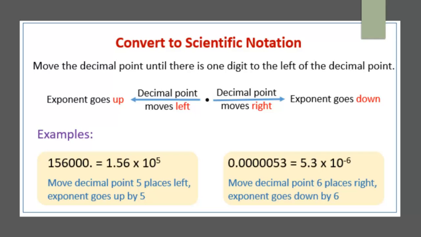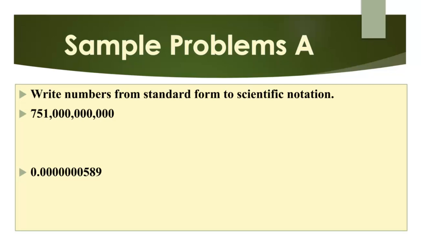So let's take a look at an example here. We want to write these numbers from standard form to scientific notation. So this first one, I know the decimal has to be 7.51. This is going to be times 10. And then I moved it 1, 2, 3, 4, 5, 6, 7, 8, 9, 10, 11. So that'd be 10 to the 11th power.